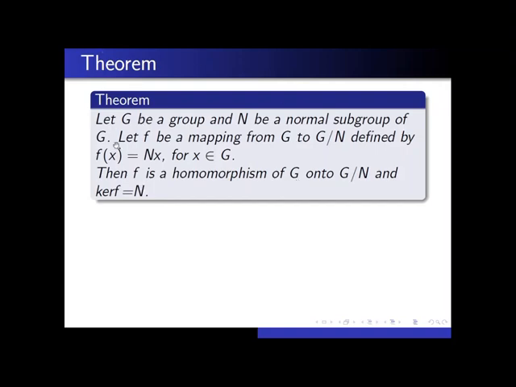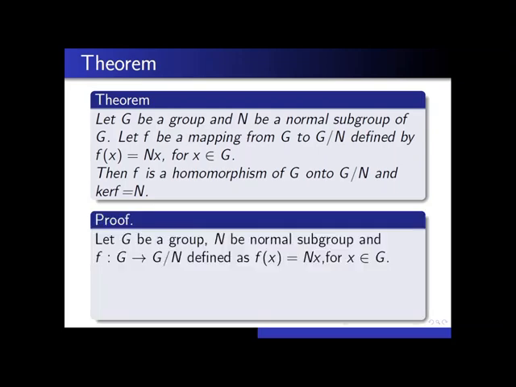So here they have given the mapping like this, f of x is equal to nx. The mapping f is from G to G by n, the quotient group. What we have to prove is that f is a homomorphism and kernel f is equal to n, that is, kernel f equals the normal subgroup. Let G be a group and n be a normal subgroup. Whatever is given in the theorem statement, we write here, and f maps G to G by n as defined. Now our aim is to prove f is a homomorphism as well as kernel f is equal to n.